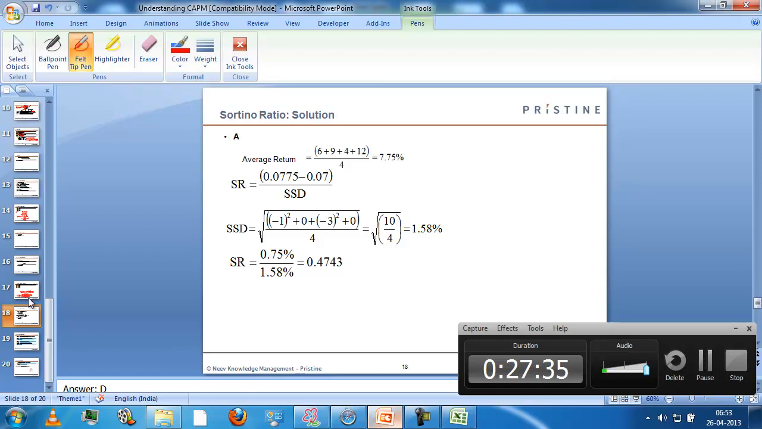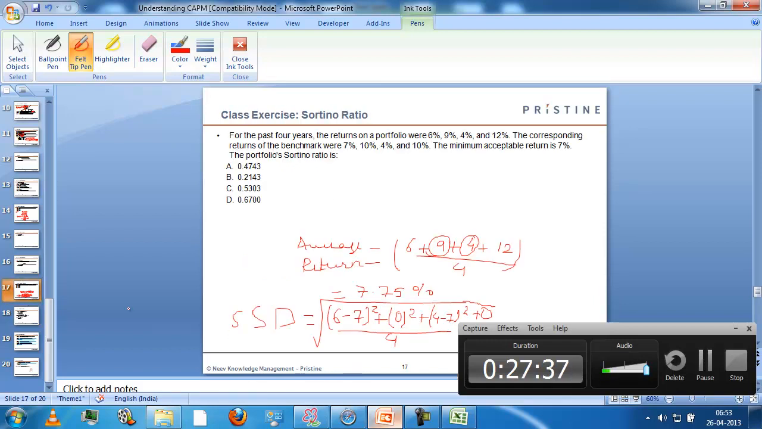I've already calculated this. And this comes out to be around 1.58%. The important thing to note in any semi-standard deviation is that we'll take the difference in only those cases where the return of the portfolio is less than the minimum acceptable return. And in case the return of the portfolio is greater than the minimum acceptable return, we'll simply take it as 0.